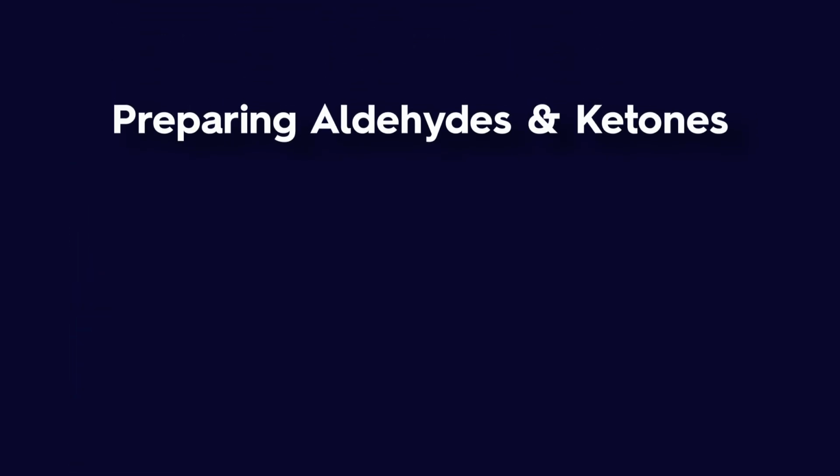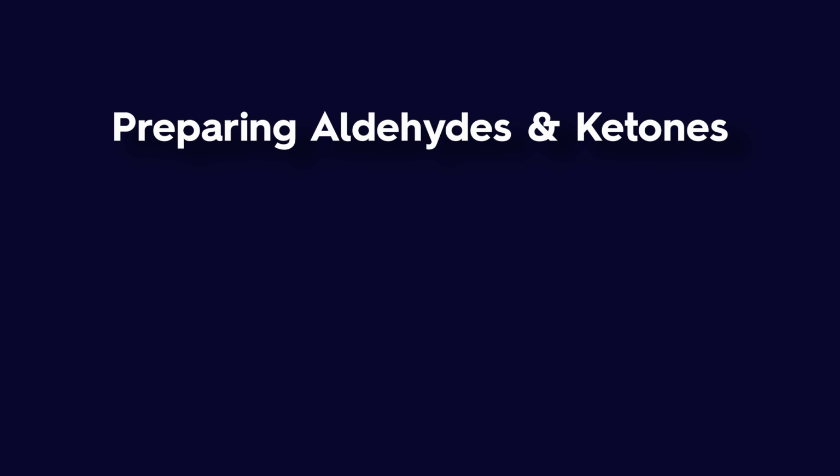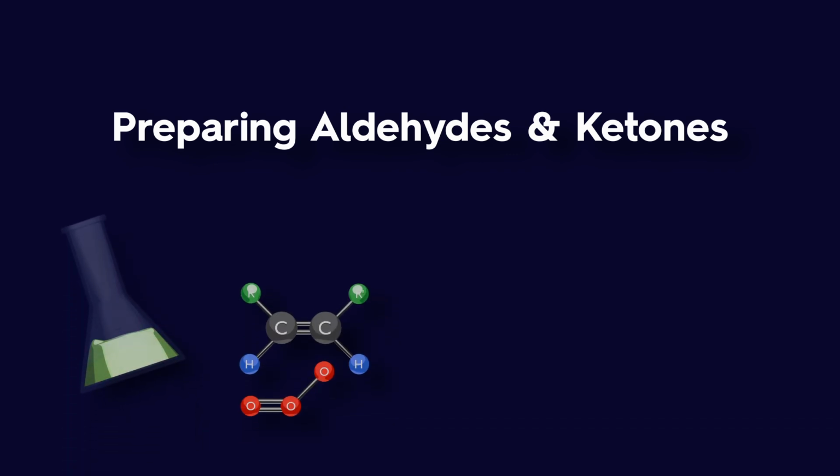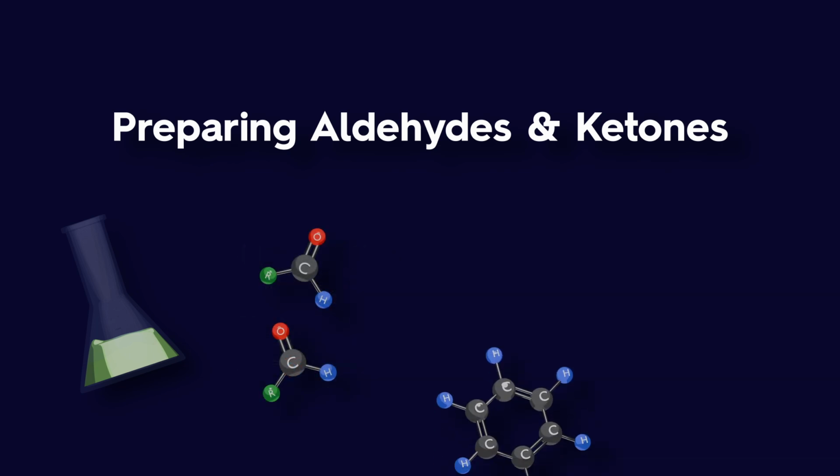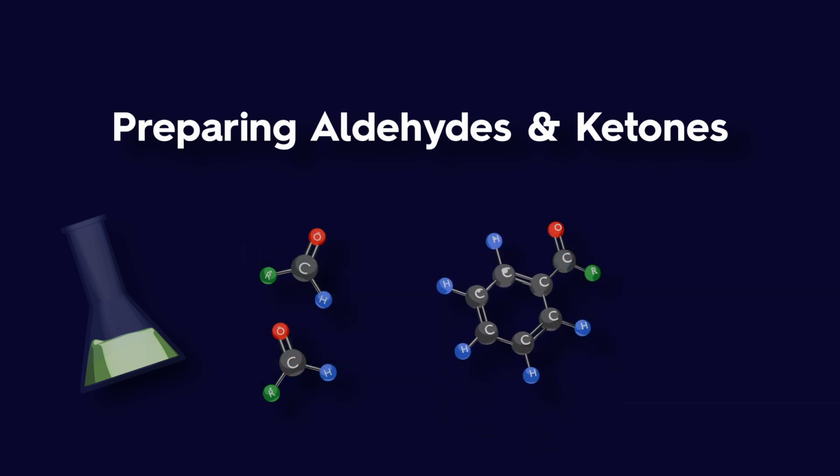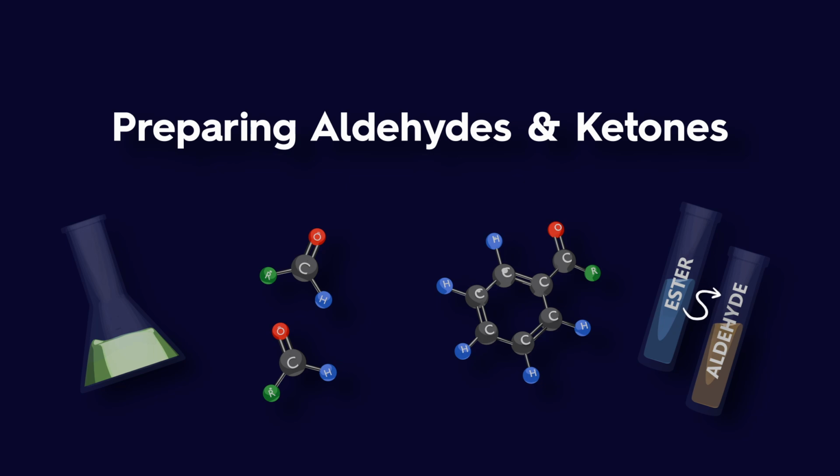In this video, you'll learn the key methods to make aldehydes and ketones: oxidizing alcohols, slicing alkenes with ozone, building aryl ketones by acylation, and selectively reducing carboxylic acid derivatives. Along the way, we'll point out common pitfalls and highlight the go-to reagents.